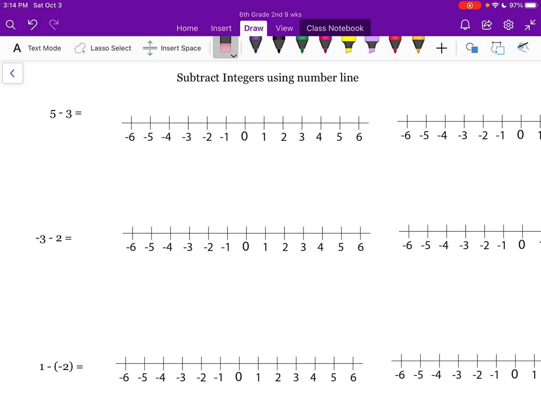Today we're going to be looking at subtracting integers using a number line. We're going to start with what we already know about number lines and how to move on the number lines. We have 5 minus 3. We know 5 minus 3 is 2.